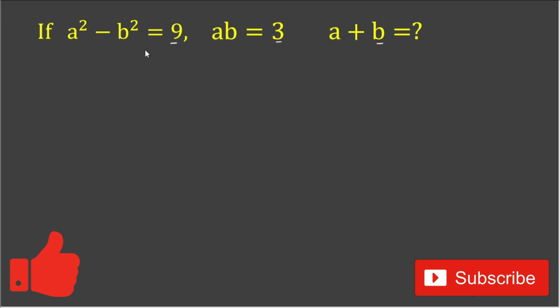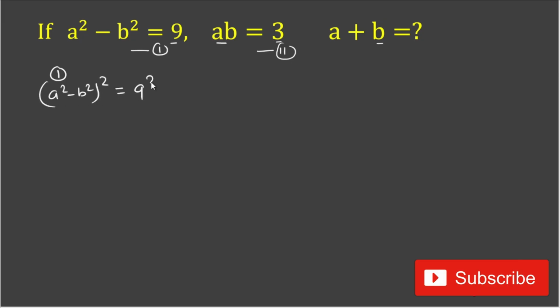Now for the solution of this problem, first of all we'll call this equation 1 and a times b equation 2. Now the first step for the solution of this problem, we'll square equation 1. Now the left hand side of the equation is a square minus b square, and we'll square it, and on the right hand side we have 9, so 9 squared. Now it is in the form of a minus b whole square, and the formula of a minus b whole square is a square minus 2ab plus b square.